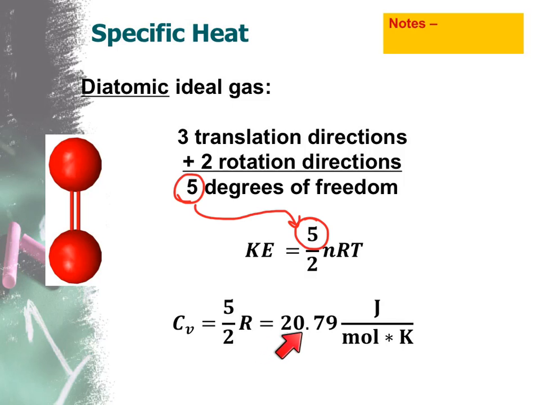That means that it takes 20.79 joules to heat up a mole of this gas by 1 Kelvin, as opposed to a monatomic gas where we only needed 12.47 joules per mole per Kelvin. So it's going to be harder. It's going to require more heat to heat up this diatomic gas by a Kelvin than it will to heat up the monatomic gas.